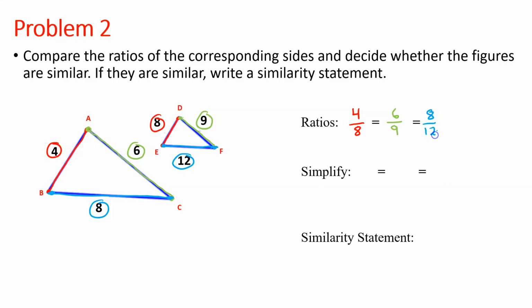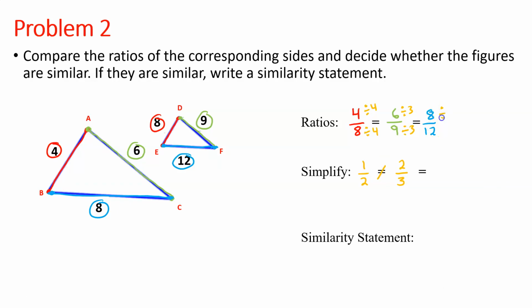Once we have our ratios, let's simplify as much as possible down to the smallest piece. 8 and 4, we can simplify top and bottom by 4. 4 divided by 4 is 1, 8 divided by 4 is 2, so that's 1/2. What about 6 over 9? I can simplify by 3. 6 divided by 3 is 2, 9 divided by 3 is 3. So already I can tell that these are not similar. But let me simplify the last one.